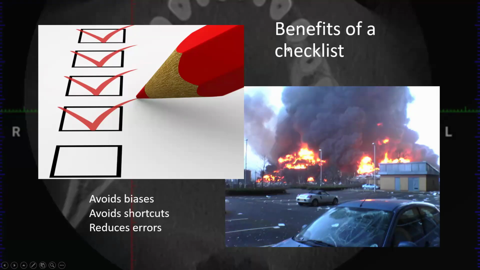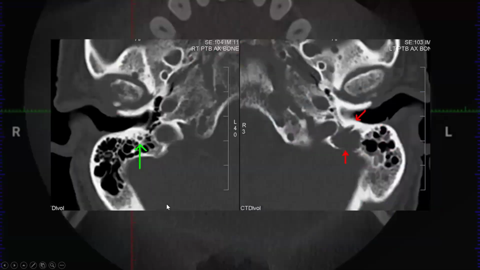Right, the benefits of checklists: in the aeronautical industry and in flight, they've been using those forever. In medicine, they started using those. When did that become popular? The 60s, 70s? And they've shown that it avoids biases and shortcuts and reduces errors. So here's some examples of that.